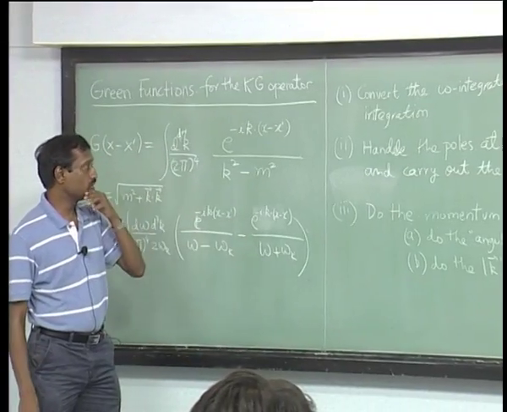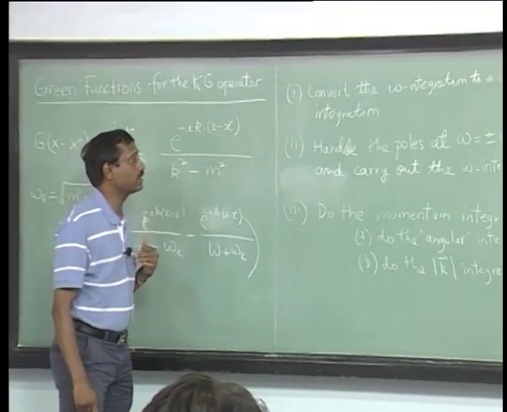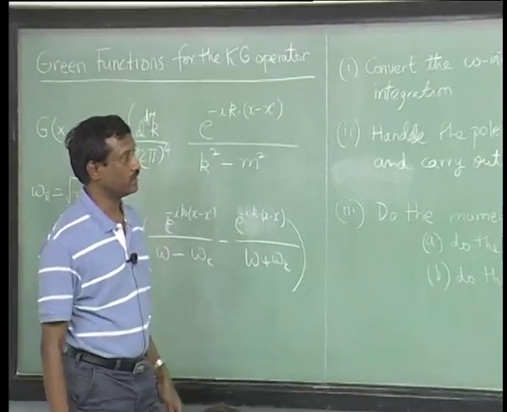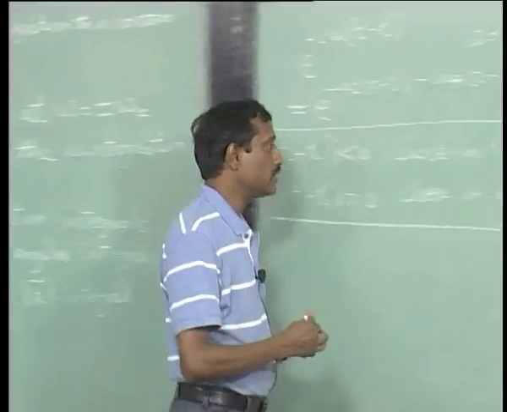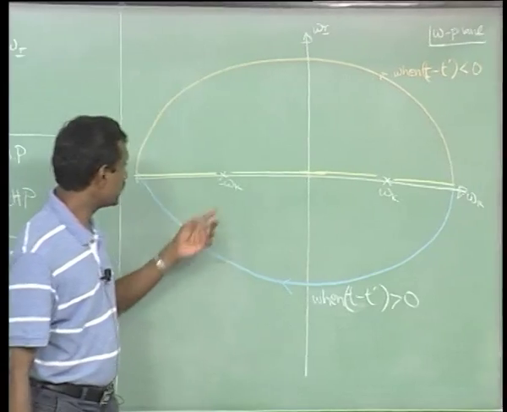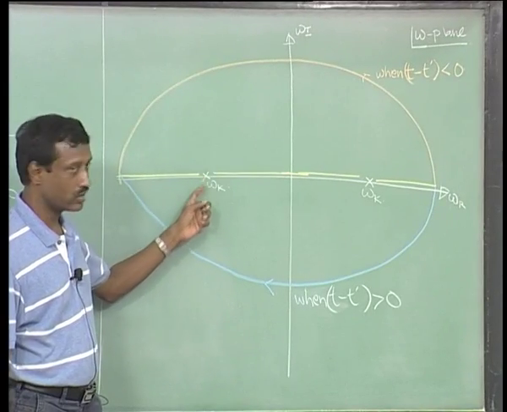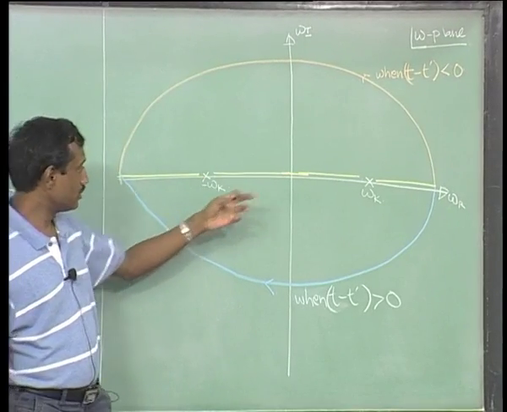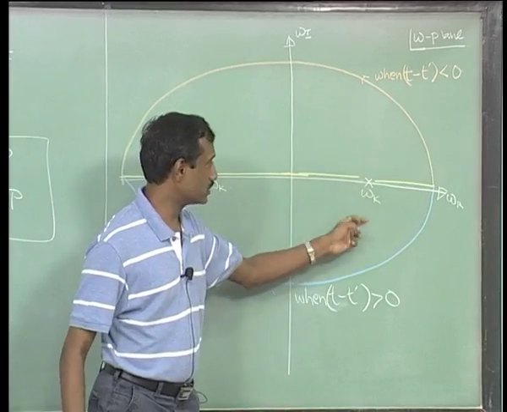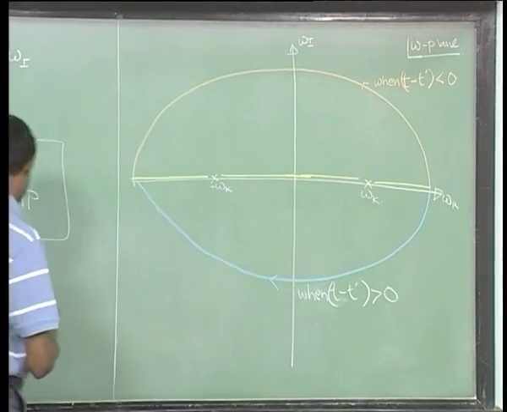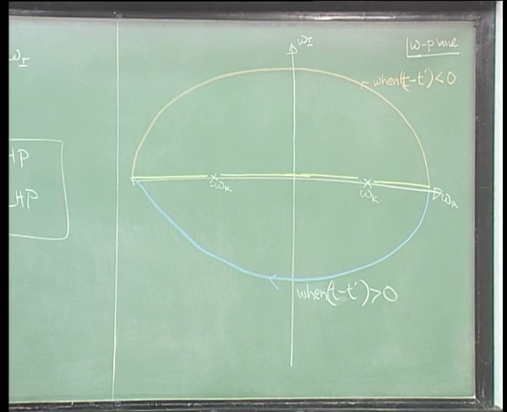So, now we still need to handle the poles at omega equal to plus or minus omega k. This is a standard trick, which is to say that we either push this up here or down here into this plane. So, there are 4 possibilities. Okay. So, this is part 1.